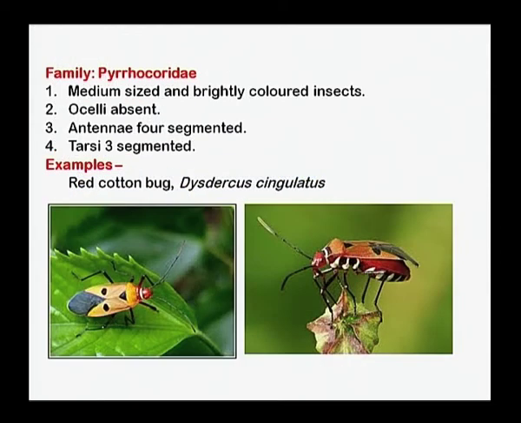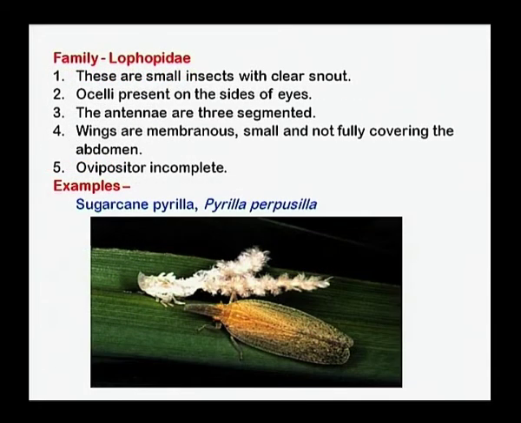Another important family is Pyrrhocoridae. The insects are medium sized and brightly colored. Ocelli absent, antennae 4 segmented, tarsi 3 segmented. It means the tarsus is divided into 3 parts. Example: red cotton bug. Next family is Lophopidae.